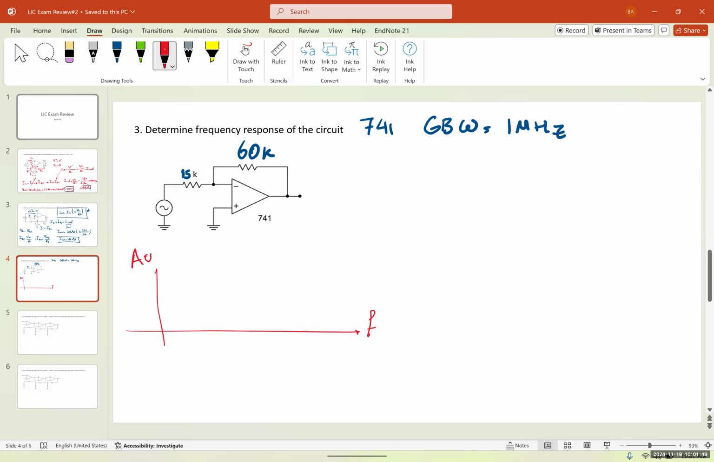So for the gain, this is an inverting amplifier. So for an inverting amplifier, the gain would be negative R2 over R1, which is going to be negative 60K over 15K. Or let's say the size of the gain gives us 4. So the gain is 4.